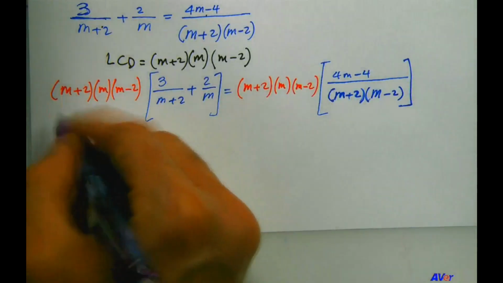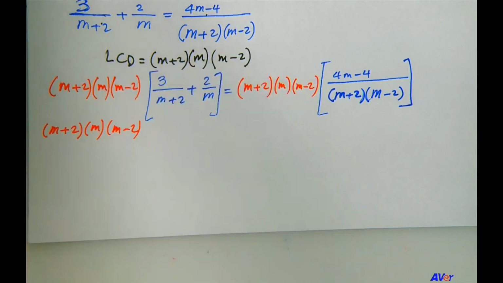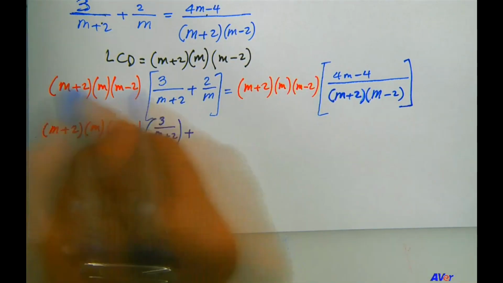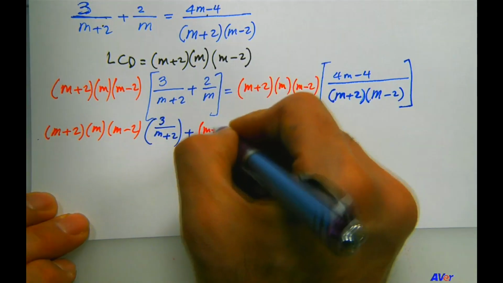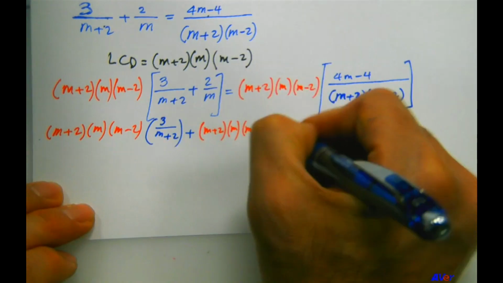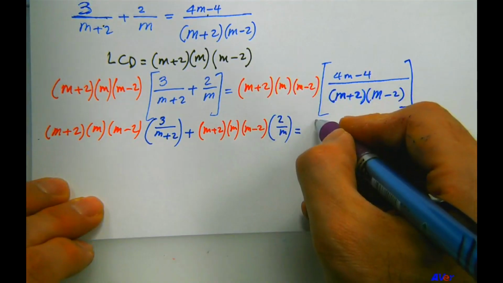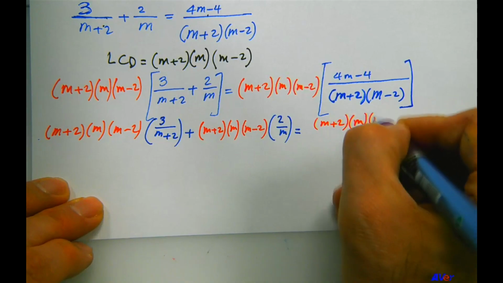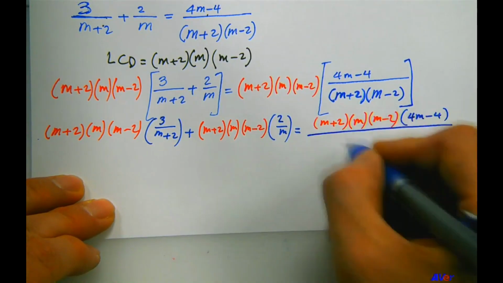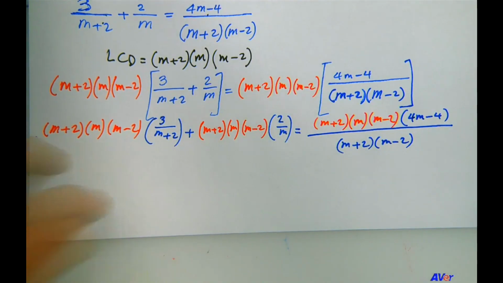Okay, let's do that. So all of that times 3 over m plus 2, plus all of that again times 2 over m, equals all of that times 4m minus 4 divided by m plus 2 times m minus 2. Okay? All right, now let's simplify.